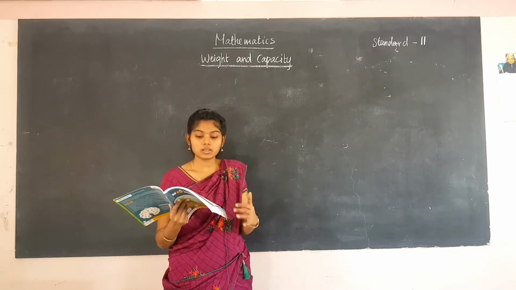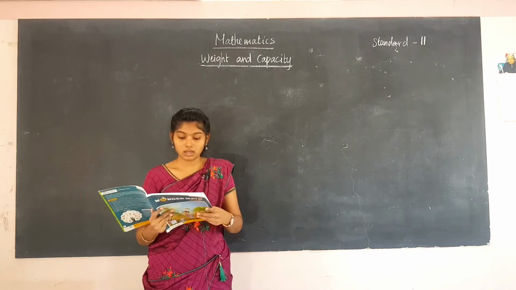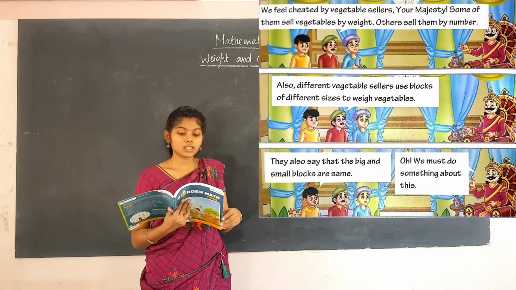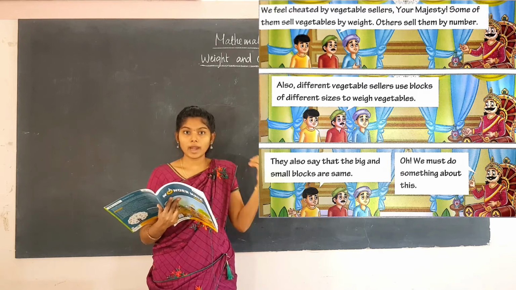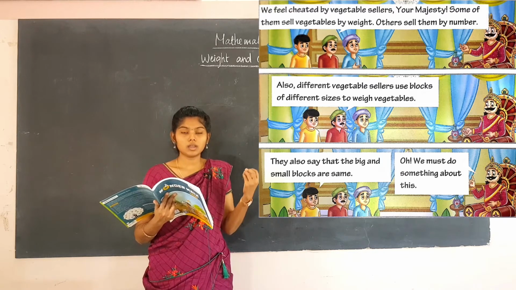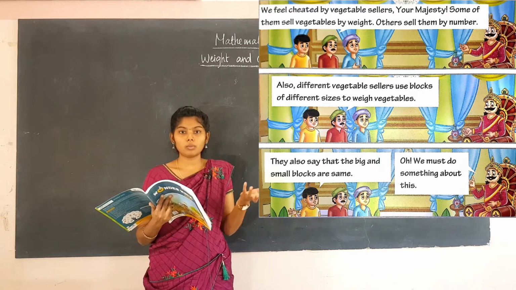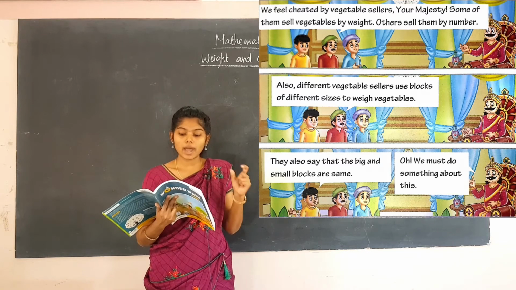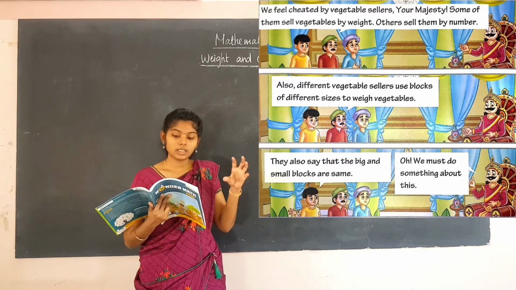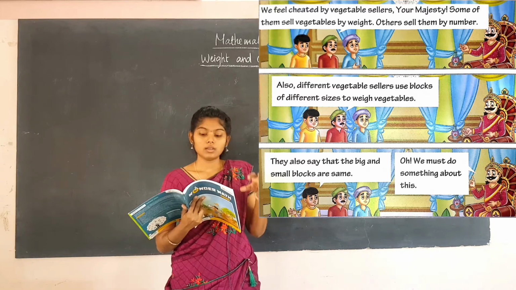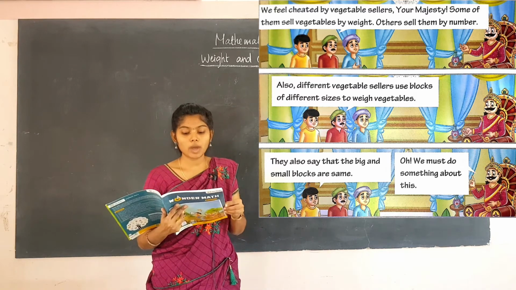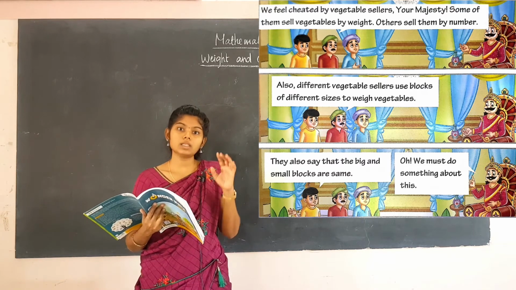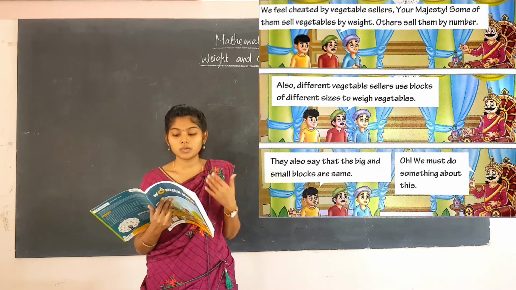Here there is a conclusion given by the king. See here. People in King Aditya's kingdom are unhappy about the way vegetables are being sold. In that way it is so difficult, right? They do not get the appropriate things. So they share their problem with the king. Seeing these difficulties they felt unhappy, so they go to the king. We feel cheated by the vegetable seller. See here, by these things the vegetable seller is cheating the people.